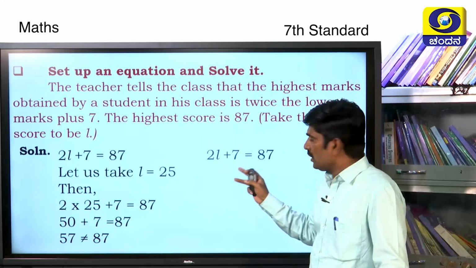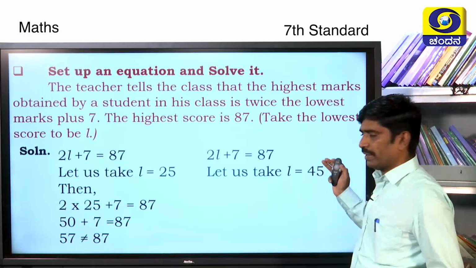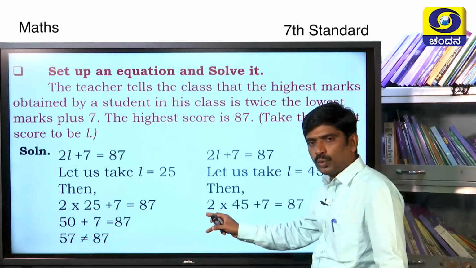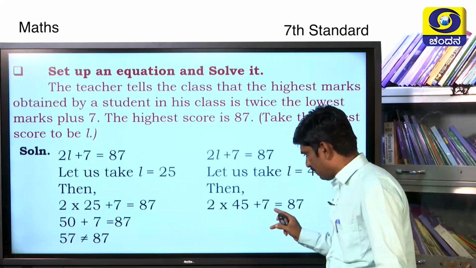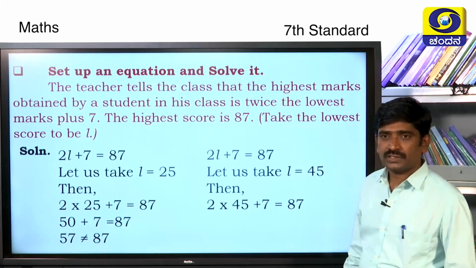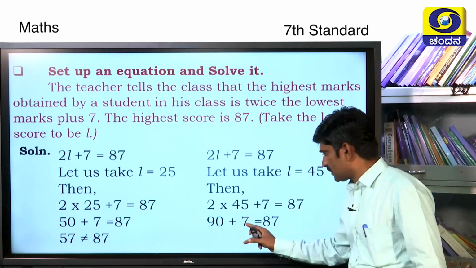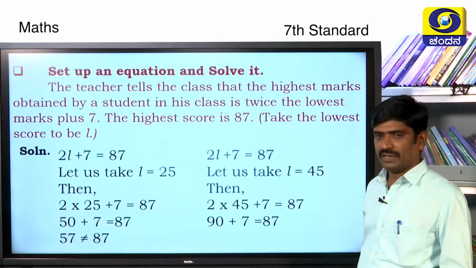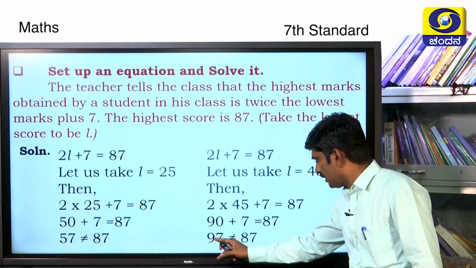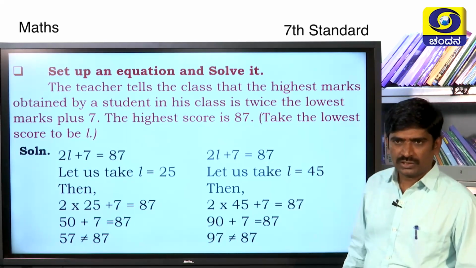2L plus 7 is equal to 87. Let us take L is equal to 45. If you take L is equal to 45, then what happens? 2 into 45 plus 7 is equal to 87. 2 into 45 means 45 2s are 90. 90 plus 7, how much? Very good. 97 is not equal to 87. This solution is also not satisfied.